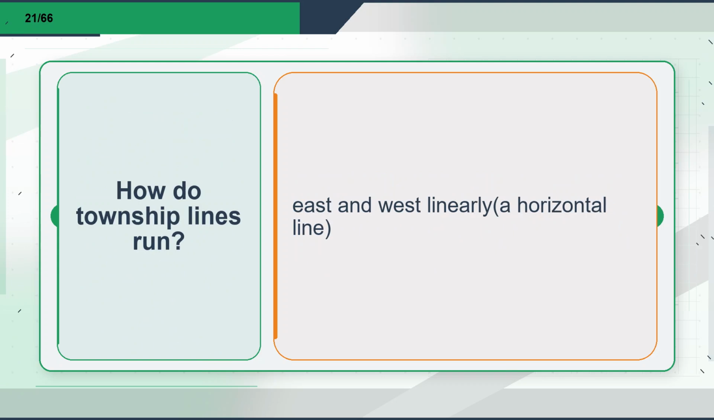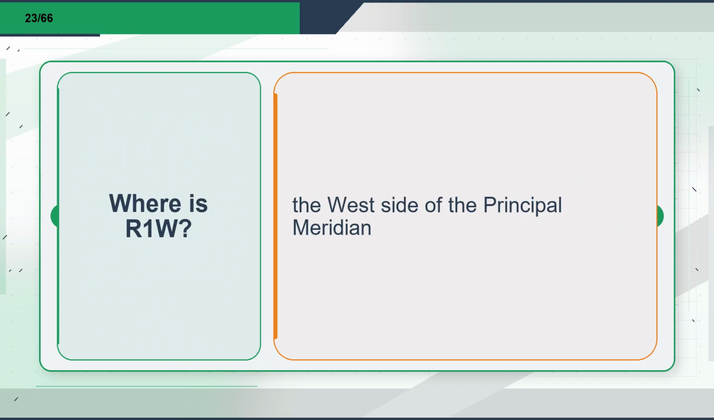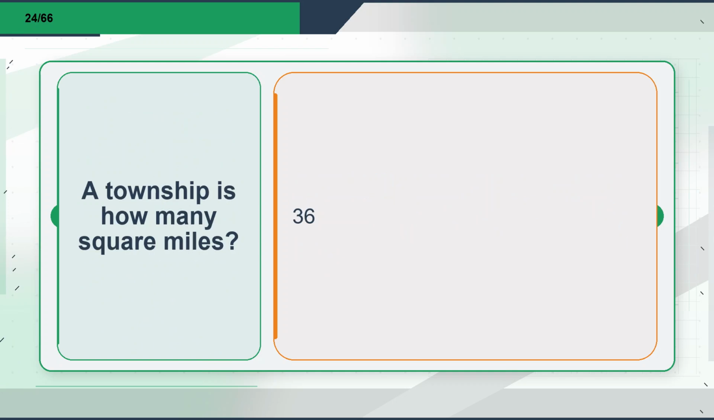Flashcard 21. Term: how do township lines run? Definition: east and west, linearly, a horizontal line. Flashcard 22. Term: how many acres are in 1 square mile? Definition: 640. Flashcard 23. Term: where is R1W? Definition: the west side of the principal meridian. Flashcard 24. Term: a township is how many square miles? Definition: 36.